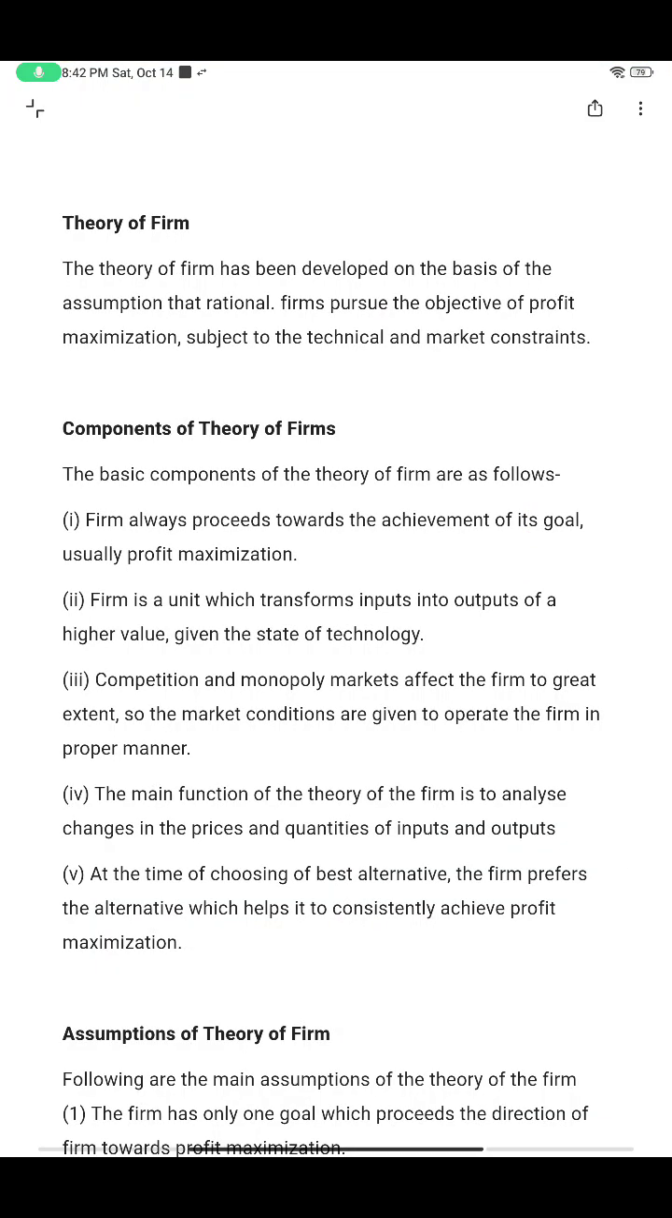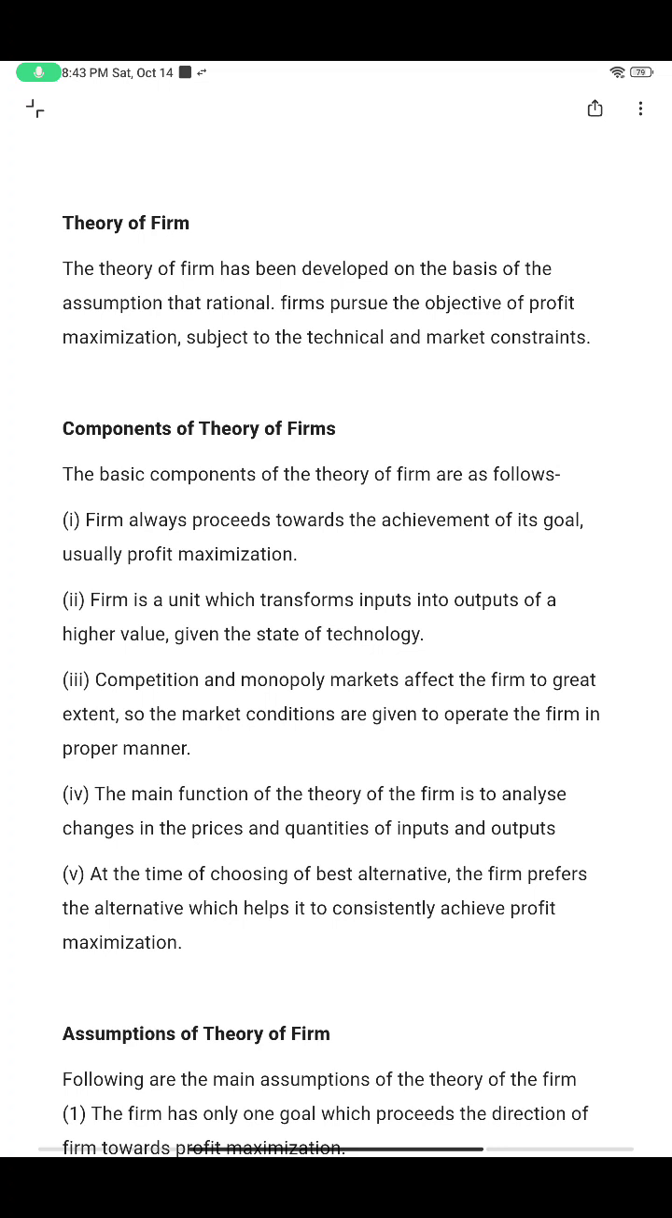Hello guys, in today's video we will see one more topic, theory of firm. So as we discussed, firm means it's a small business or a small company. So what is the theory of firm, like what are the components and what are the assumptions of the firm are completely discussed in this theory of firm.